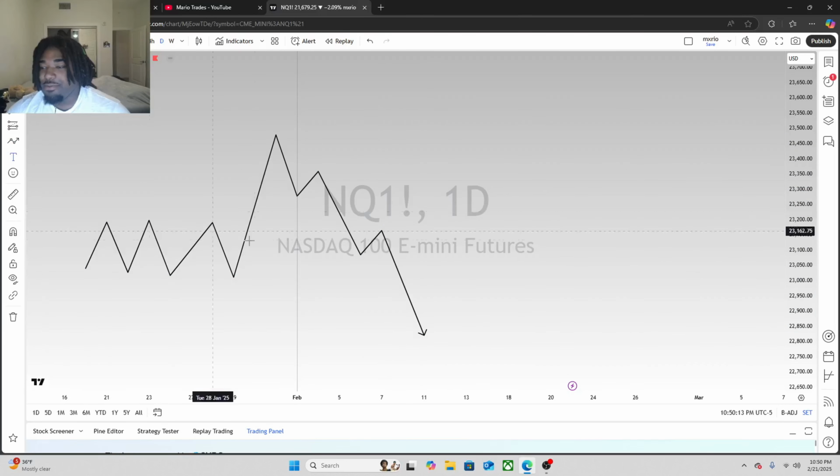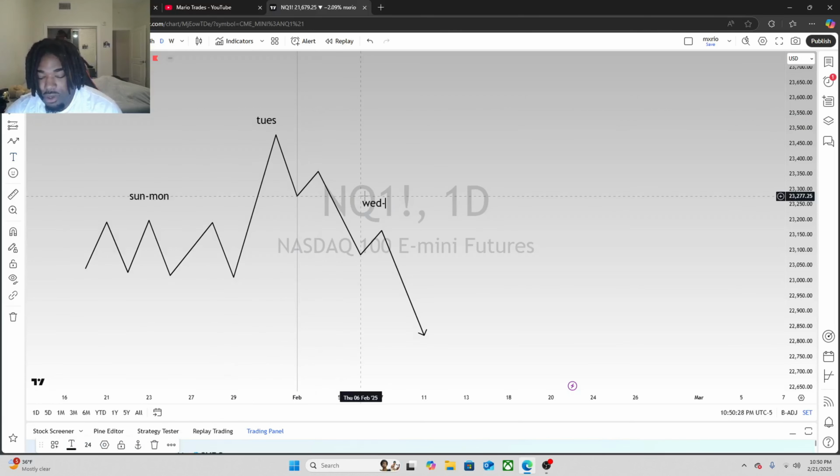So you categorize the power three in the days. Sunday through Monday is your accumulation. You got weekly manipulation, which is Tuesday putting in the high of the week. And then you have distribution, which is Wednesday through Thursday. And after this, you have Friday by itself.